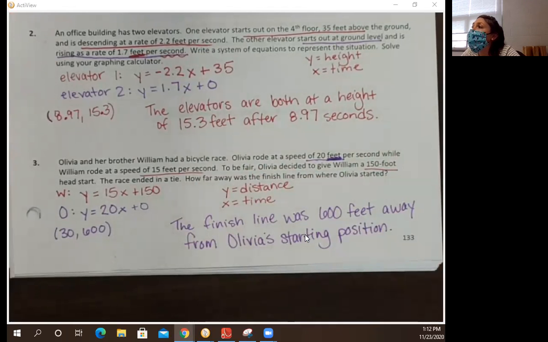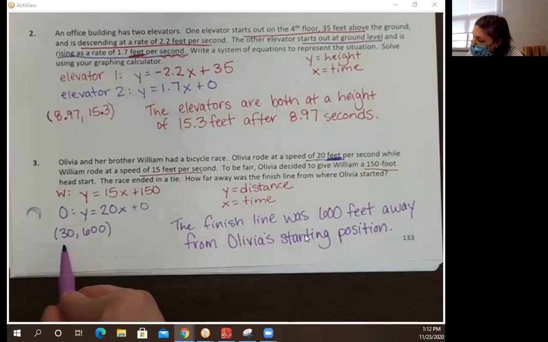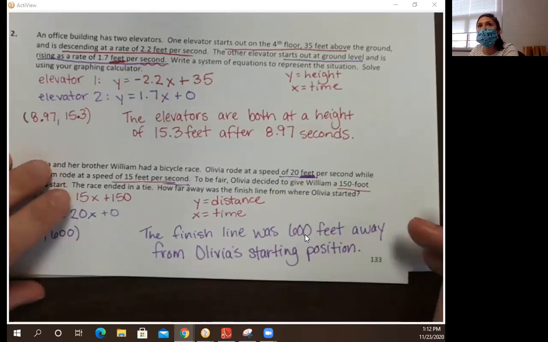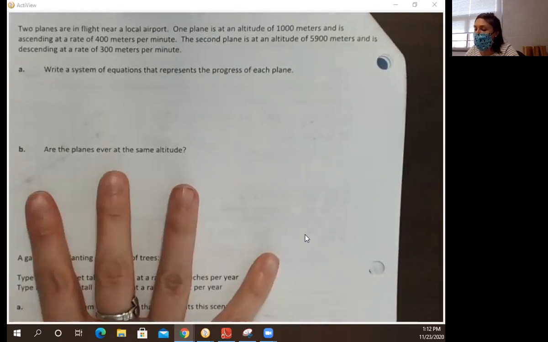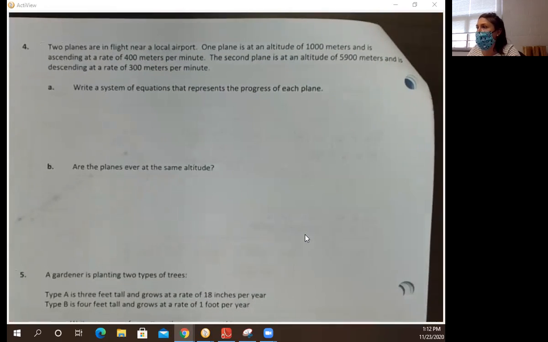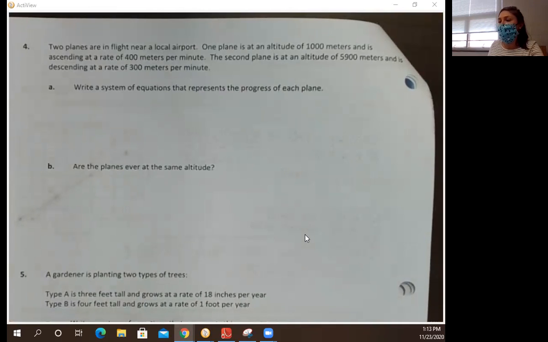If they had asked me how long was the race, I would say 30 seconds. Any questions for me on number 3? Okay, on the next page. Number 4. I want you to try number 4. So write your system and then use your calculator to find where those lines intersect. So try number 4.